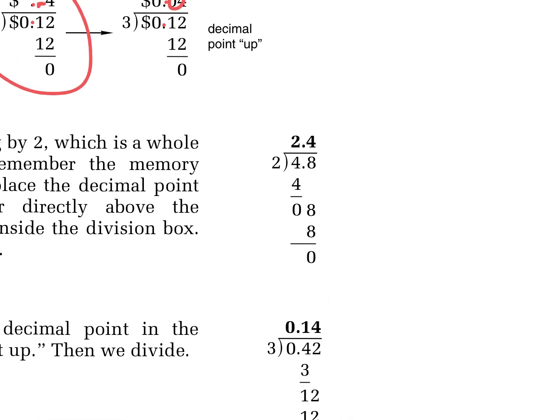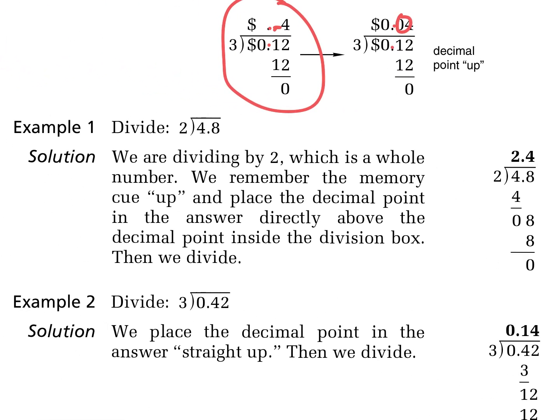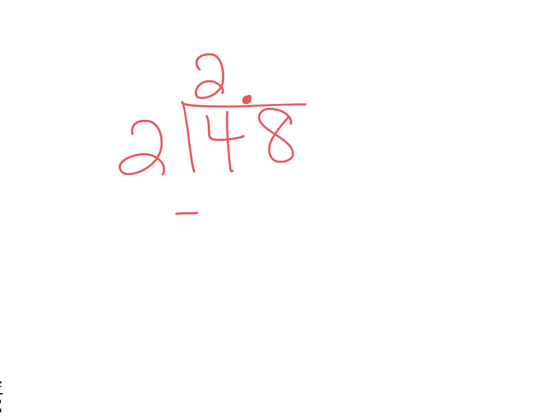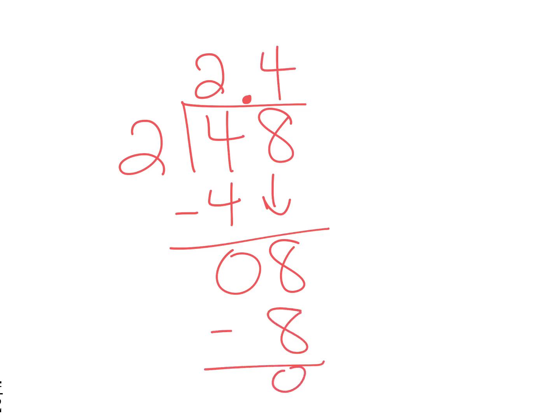So here's an example: 4 and 8/10 divided by 2. I'm going to do it over here. The first thing I'm going to do is put my decimal right there, and then I'm going to ignore the decimal. I could even erase it. Now I'm really looking at 48 divided by 2. So 2 goes into 4 2 times, minus 4. I got 0. I drop my 8. 2 goes into 8 4 times, and I'm left with 0. So my answer is 2.4.